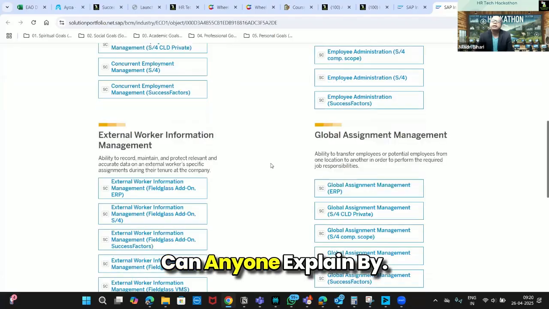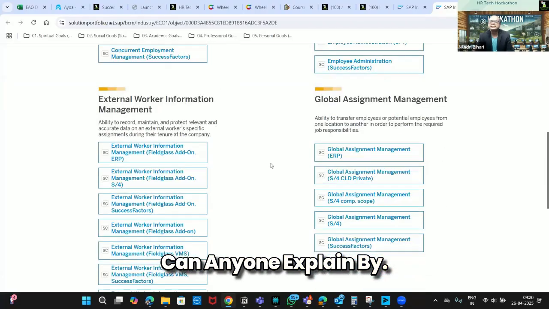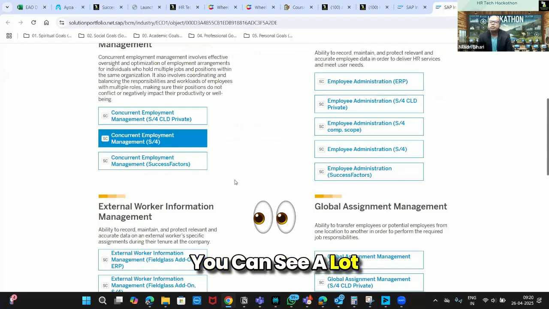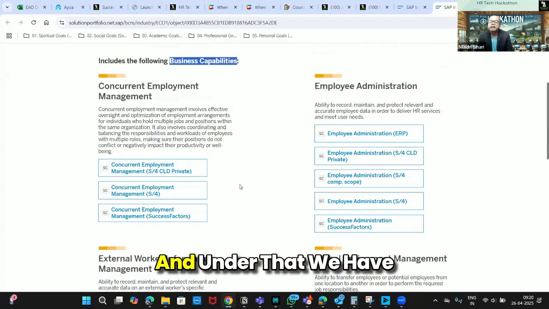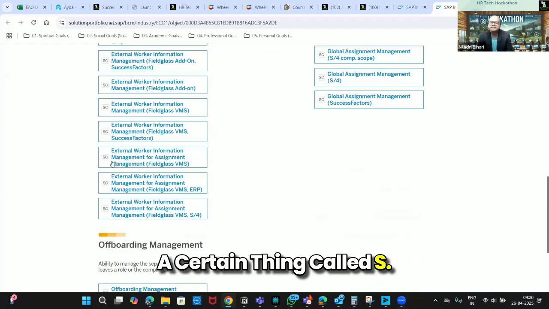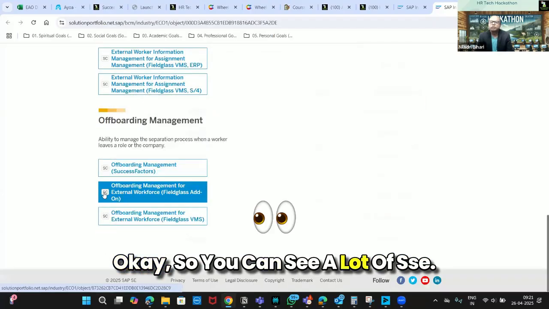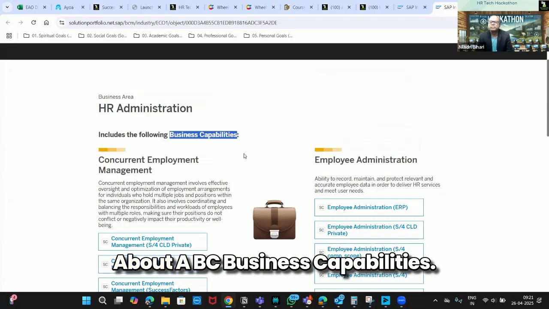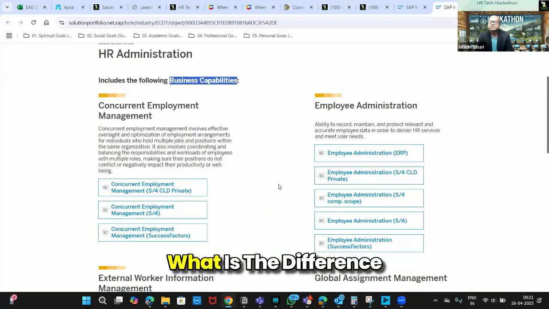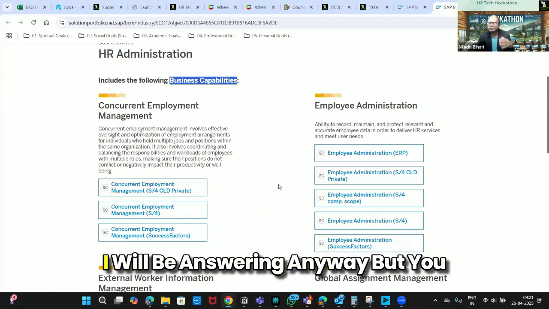Can anyone explain? Wherever you look, you can see a lot of business capabilities here, and under that we have something called SC. You can see a lot of SC, but we are talking about BC, business capabilities, right? What is the difference between BC and SC? Can anyone guess? There's no right or wrong answer. I will be answering anyway, but you can also guess.